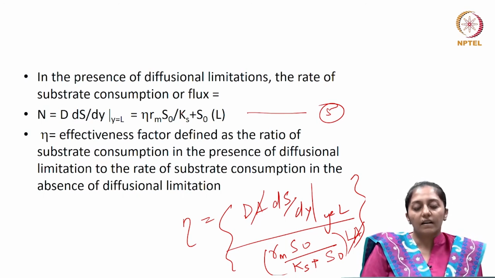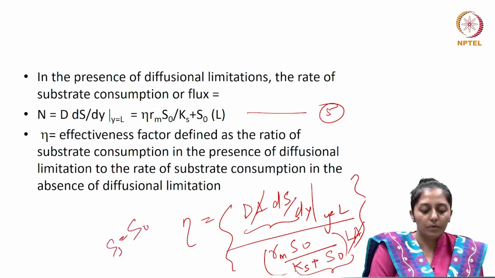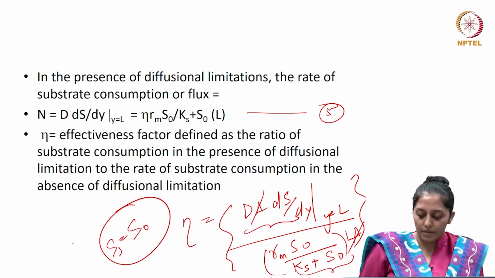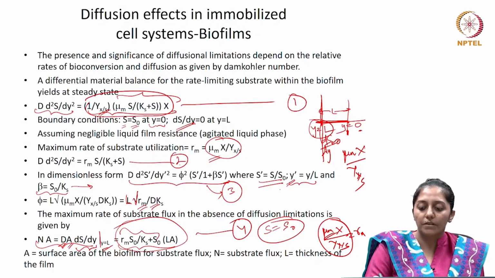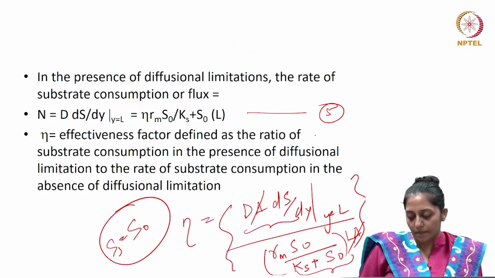So, your eta is your efficiency factor, which can be defined as the ratio of the substrate consumption in the presence of diffusional limitation, which is your numerator, to the rate of substrate consumption in the absence of any diffusional limitations, where your S will become equal to S naught at the surface as shown here. So, at y equals L, your S becomes equal to S naught in the absence of any diffusional limitations.